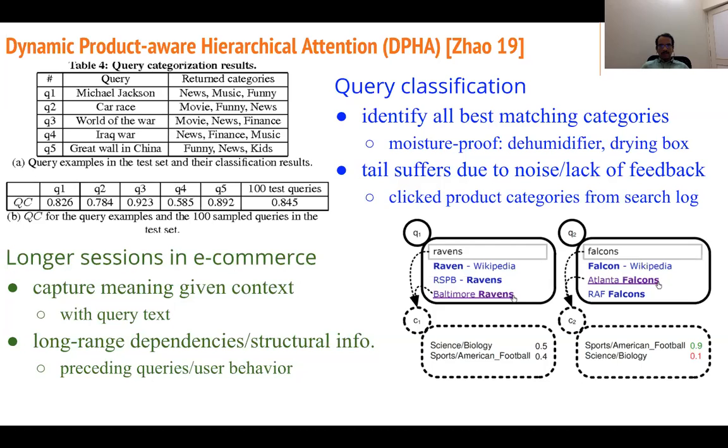Now, longer sessions in e-commerce capture meaning given context with query text: long-range dependency, structural info, preceding queries, and user behavior. Query intent is dynamic across sessions, and the influence of each preceding query on the current intent is different. Words in a query contribute to its semantic meaning unequally. The representation for each query and its preceding queries and user behavior in the same session need to be learned jointly.